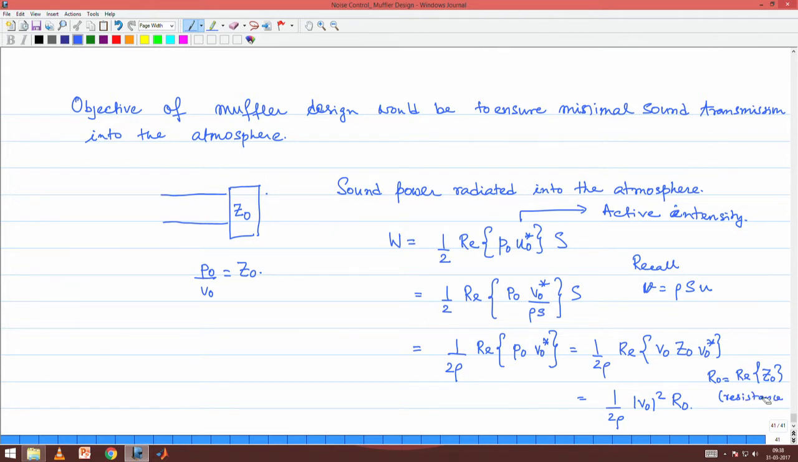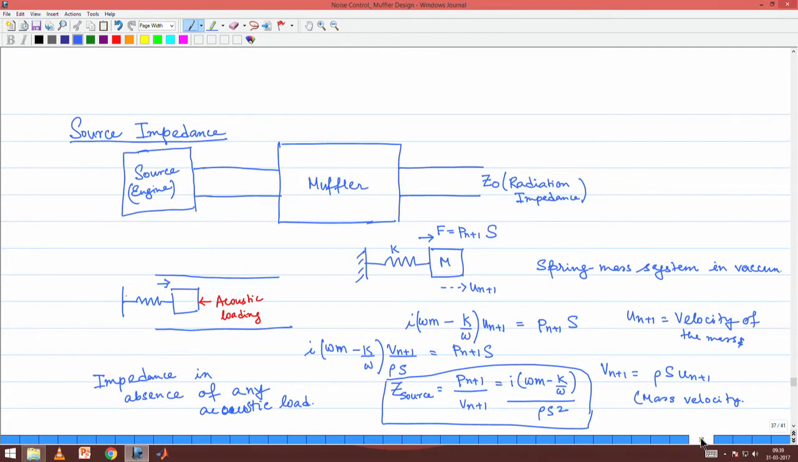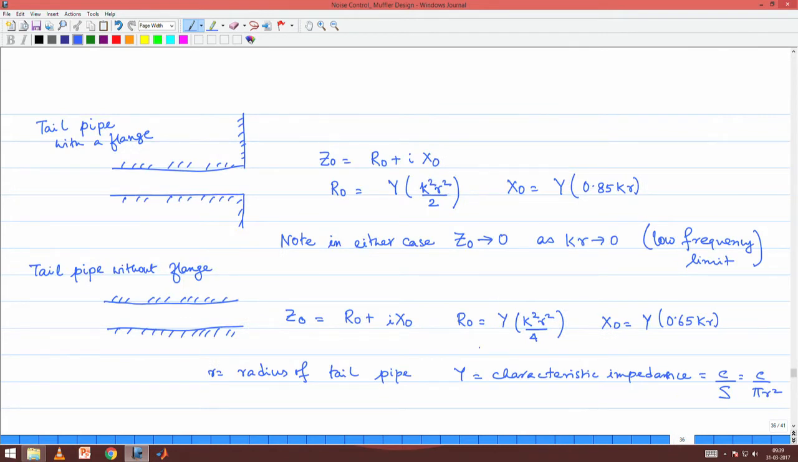Okay. So, the objective in our muffler design would be to reduce this quantity, which is V0 square R0. Now, R0 is something that you cannot play with, it is sort of God given, and you have the formula for R0, which is what I wrote just a few slides back. So, these are the formulas for R0.